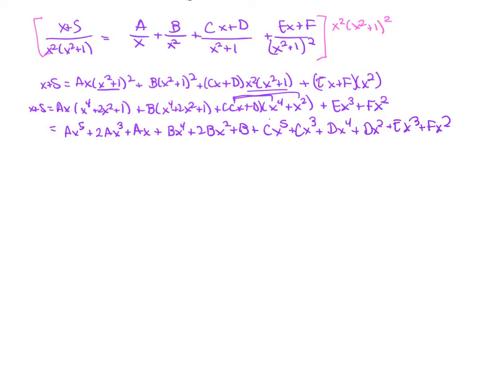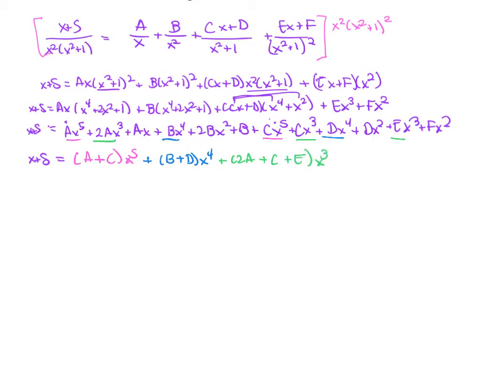Now let's collect our like terms. So we have our x to the 5th and then Cx to the 5th. So this is going to be (A plus C) x to the 5th. Let's look at our 4th powers, 1, 2 of them. So this is plus (B plus D) x to the 4th. Then let's look at our cubes, 1, 2, 3 of them, plus (2A plus C plus E) x cubed. And then let's look at our x squareds. So 2Bx squared, Dx squared, and Fx squared. So this is (2B plus D plus F) x squared.